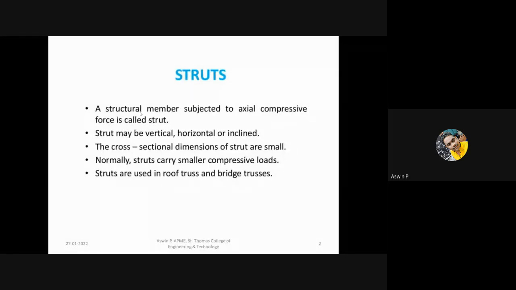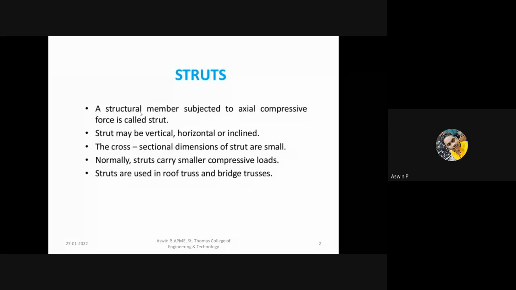You need to write the examples. Struts are used for roof trusses, bridge trusses.